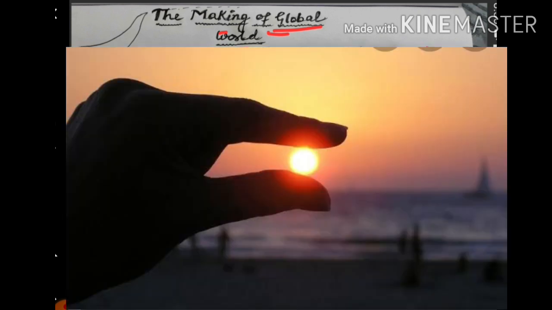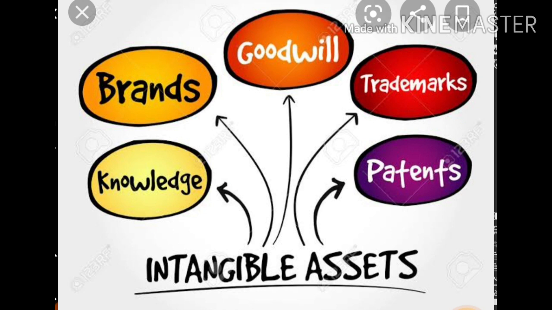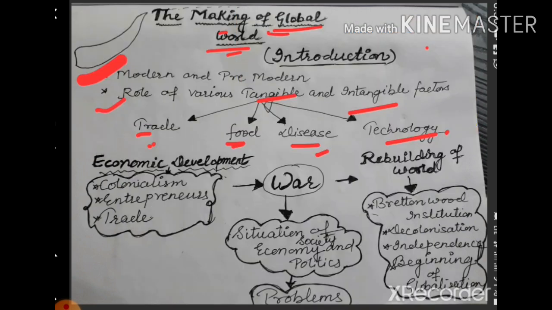And intangible things are those that do not exist physically but we feel them, like hard work, goodwill, trademark, trade name, etc. So here we have to discuss the role of these factors like trade, food, diseases, and technology in globalization. Then we have to discuss economic development, and in economic development we discuss with the help of these three things: colonialism, entrepreneurs, and trade.